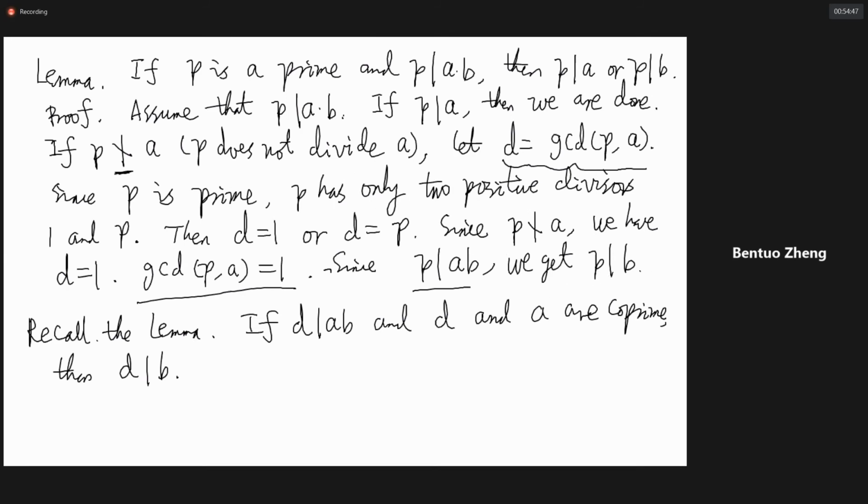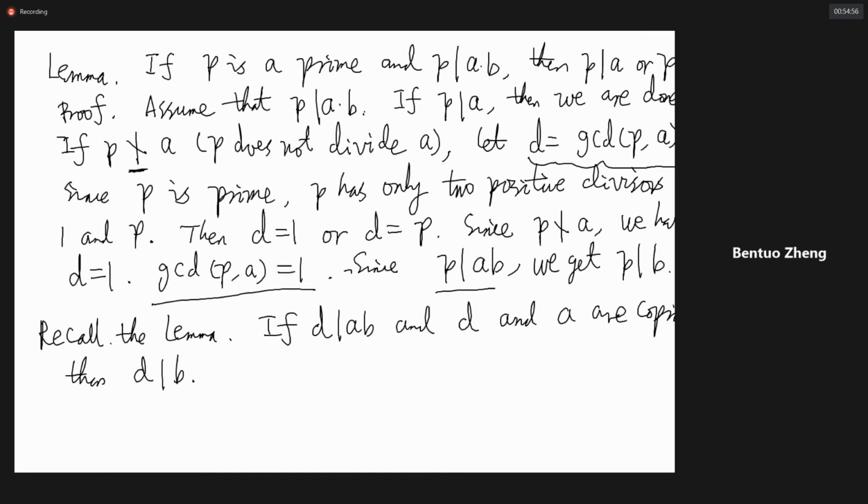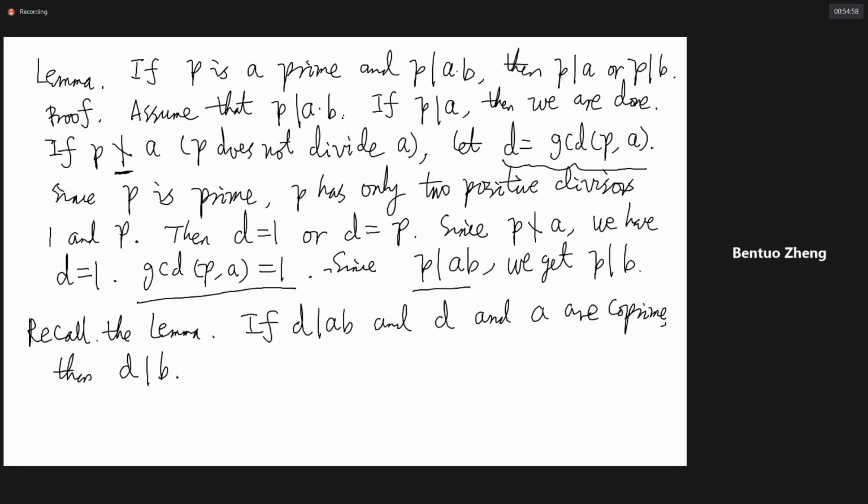Okay, so this is a good lemma for prime numbers. Actually, this lemma can be generalized to the product of n numbers. So this is the next lemma, which is a generalization of this lemma.